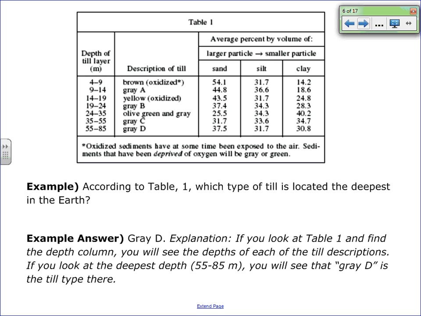Nice. So depth, and we want the deepest one, which is all the way down here. And that would be then which one? Grady. You could also use figure 1 for this if you wanted to, because depth is also listed on there.